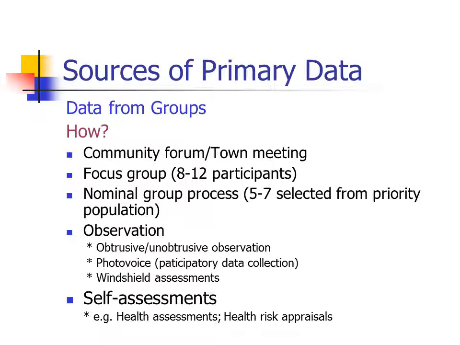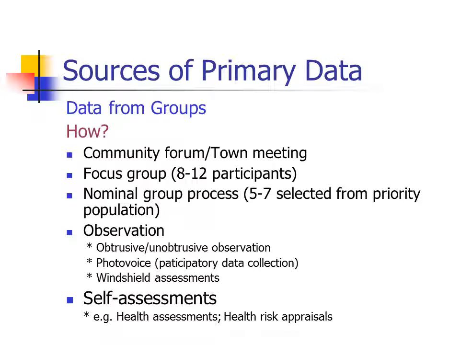Focus groups are smaller in nature and typically have 8 to 12 participants. The nominal group process is similar, but you intentionally select 5 to 7 individuals from the priority population by virtue of the fact that they are leaders and that they represent the people in the priority population. And then there are various forms of observation, obtrusive and unobtrusive observation, things like photo voice, where you ask individuals to take a camera or a video camera and to document the living conditions in their community and the needs.